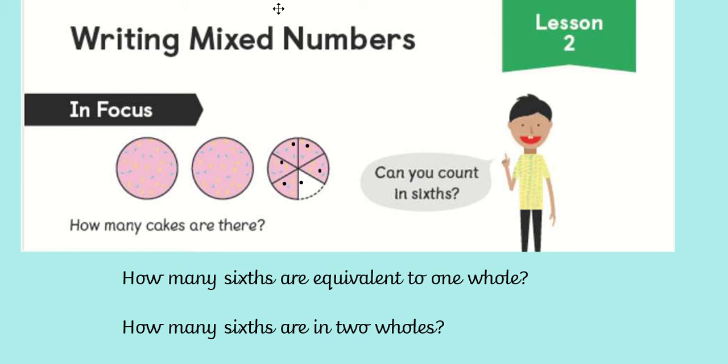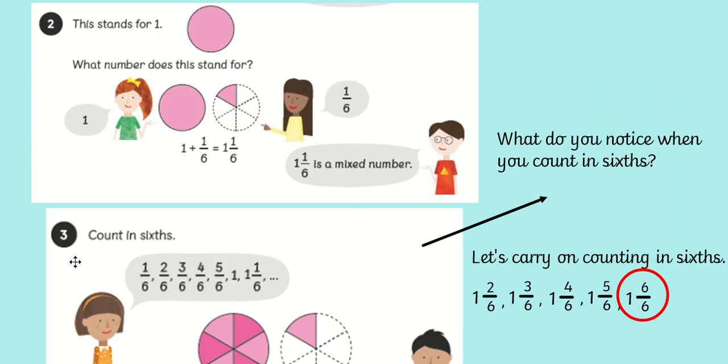Let's have a look then. Have a think about how many cakes there are. See if you can work it out in your head. Let's see if this will help us. Okay. Whole circle stands for 1. Whole cake stands for 1.